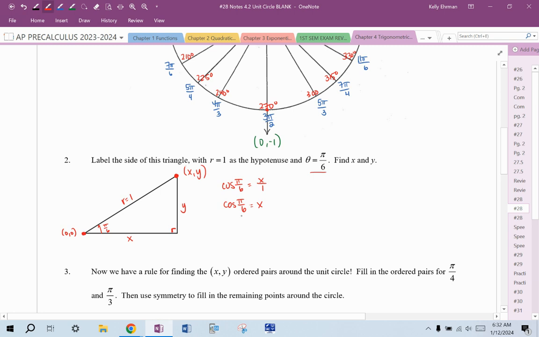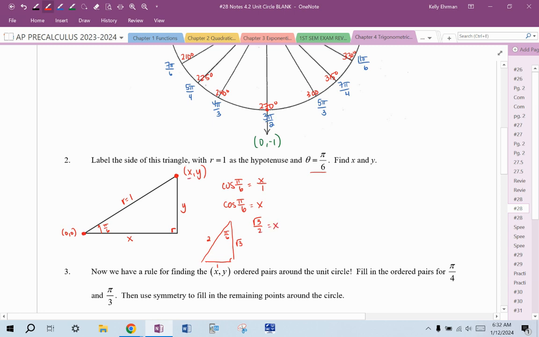Now, how do I figure out the cosine of pi over 6? Let's draw our special right triangle. Pi over 6, remember, is 30 degrees. So the leg opposite 30 is 1. The other leg is radical 3. And 2 is the hypotenuse. So the cosine of pi over 6, adjacent over hypotenuse, is radical 3 over 2. So this gives me the x-coordinate right here.